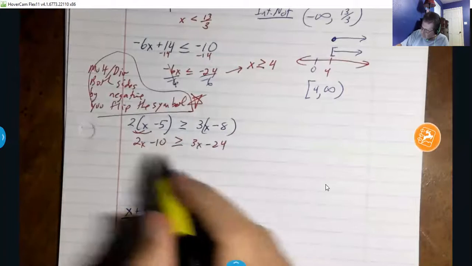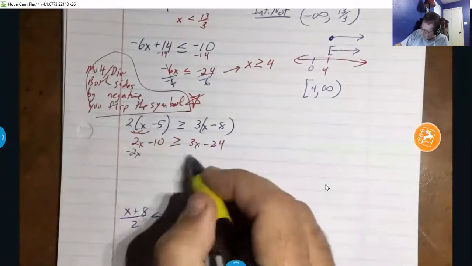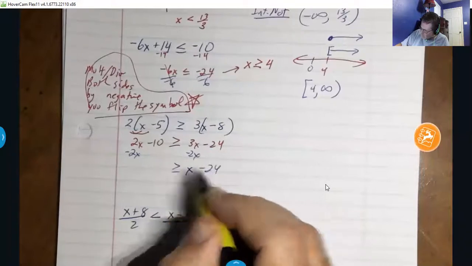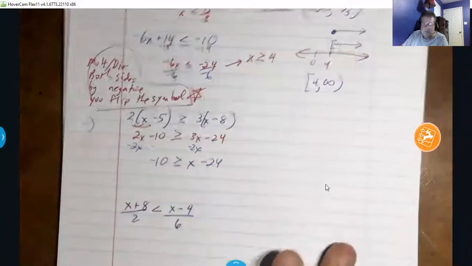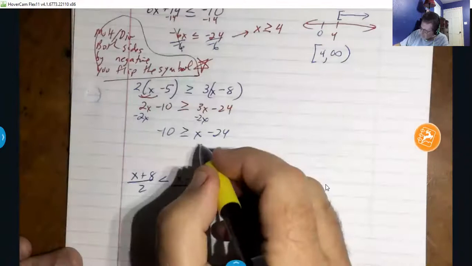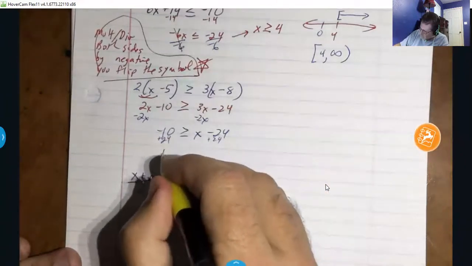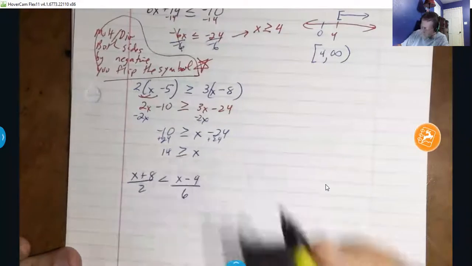I'm just going to subtract the 2x just to see what happens. We're going to get x over here. I want to show you some stuff. Then I'm going to get the x isolated by adding 24. And so I'm going to get 14 is greater than or equal to x.